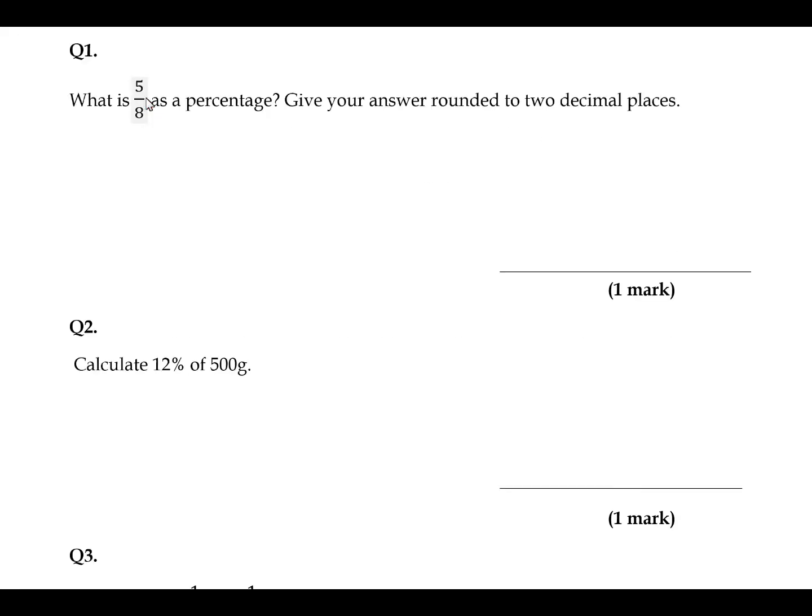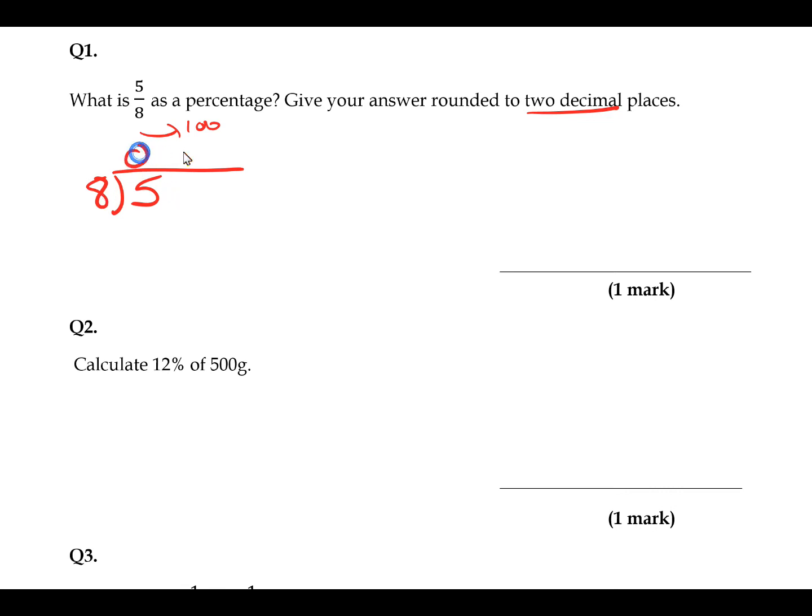Question 1. What is 5/8 as a percentage? Give your answer rounded to 2 decimal places. Well, we can't really use equivalents because 8 doesn't go into 100 a nice number of times. So what we need to do is divide the 5 by 8 and do it to 3 decimal places so we can round to 2.